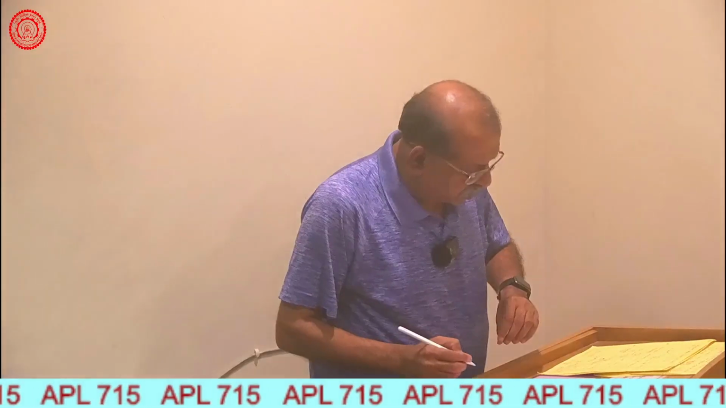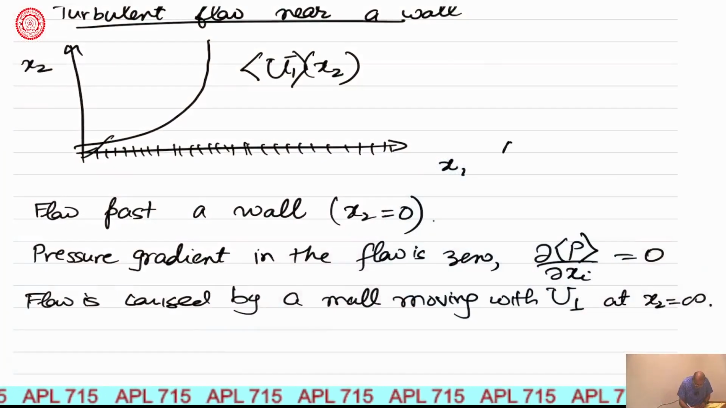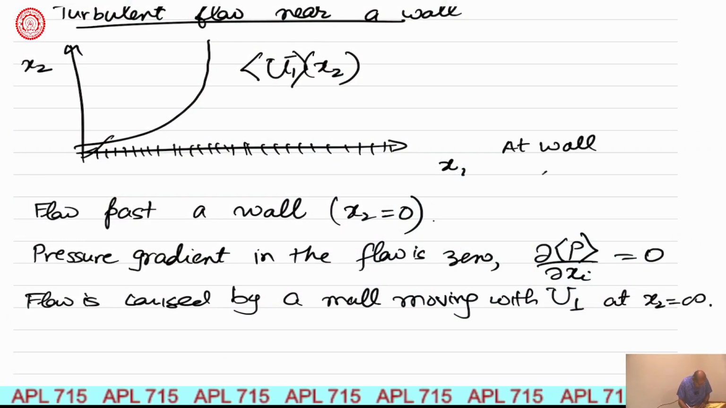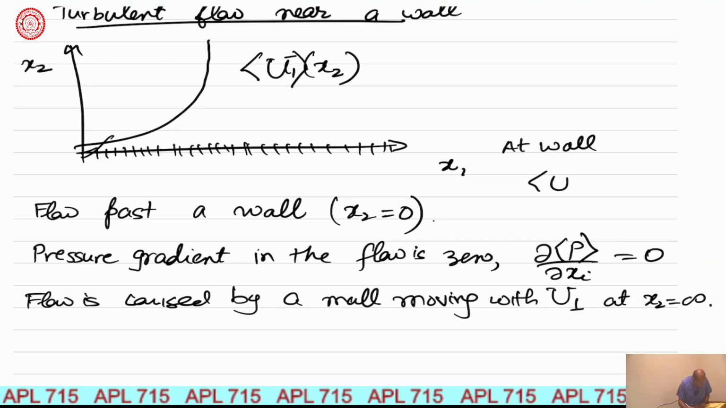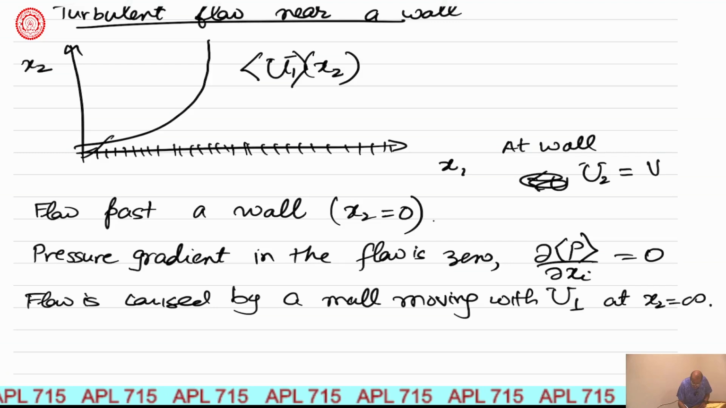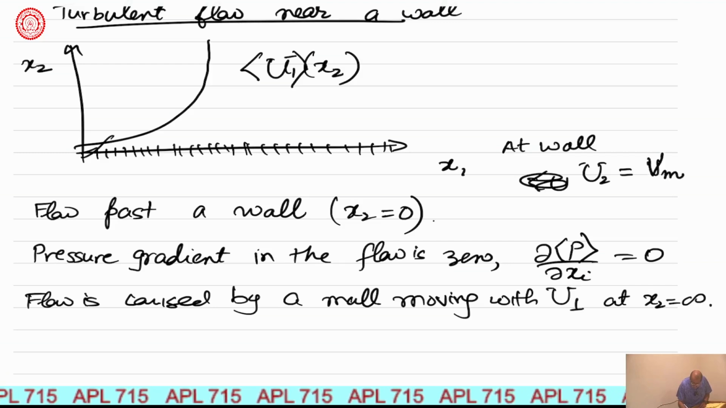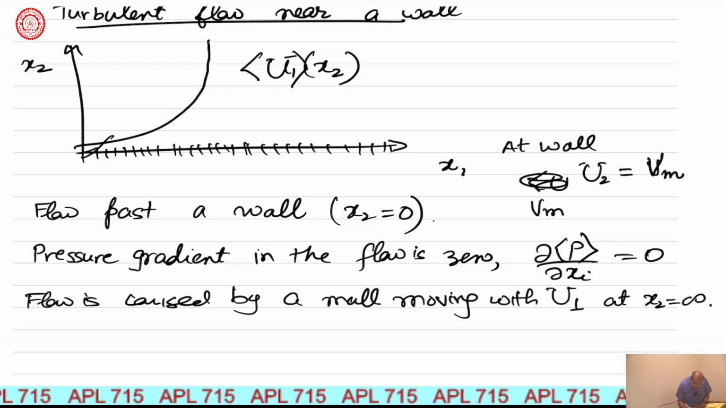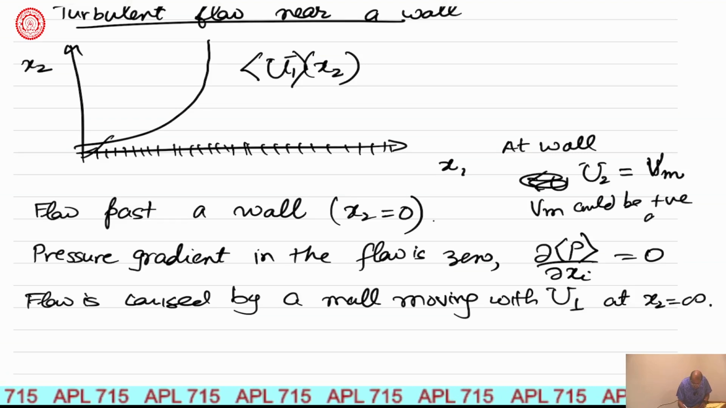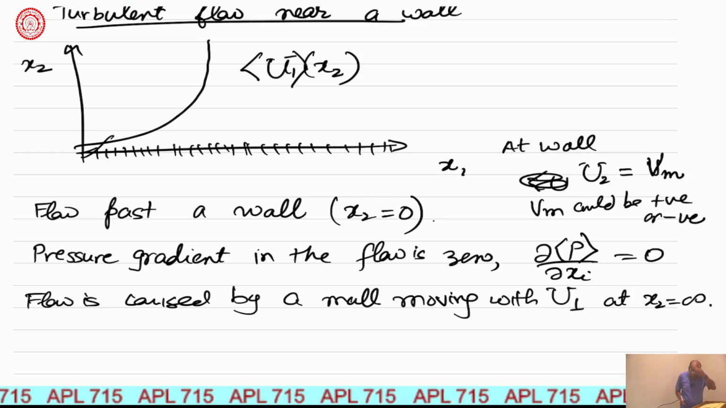And now at the wall, u2 is equal to Vw, and Vw could be positive or negative.